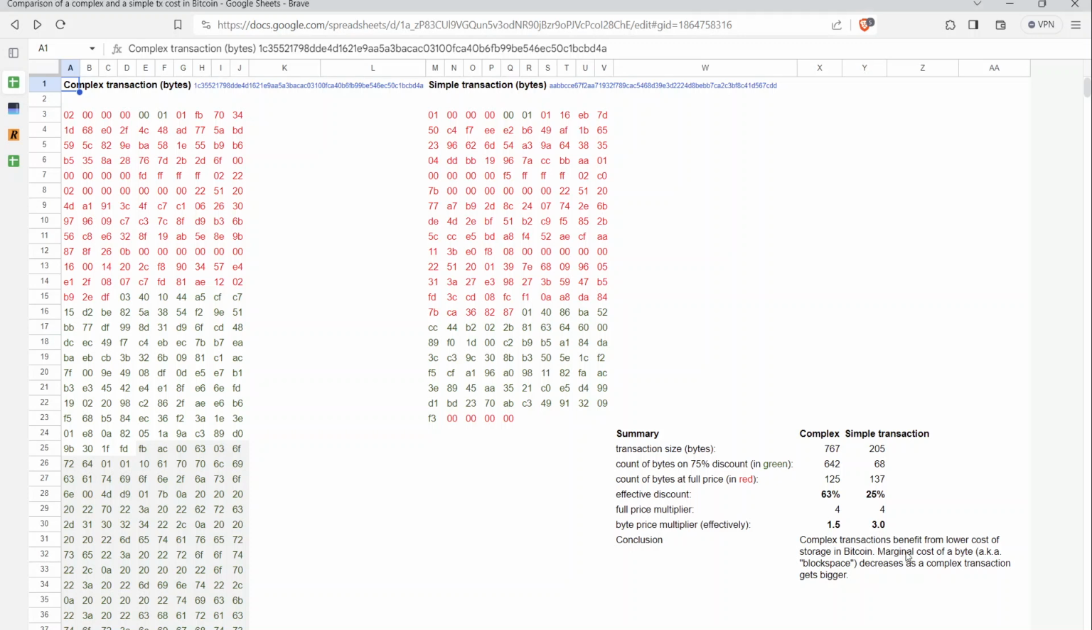This is the quick explainer of witness discount that spammers exploit in Bitcoin, and why or how it puts simple transactions at a disadvantage. So let me show you two examples of two transactions. The complex one on the left hand side, and here we've got a simple transaction.